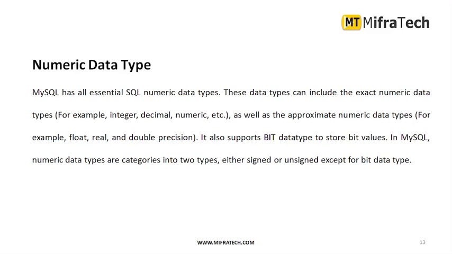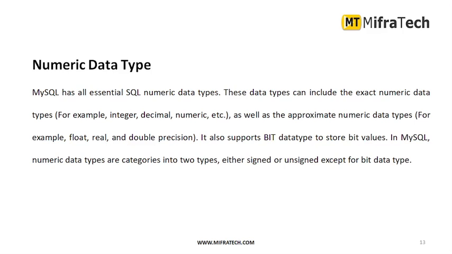Numerical data types. MySQL has all essential SQL numerical data types. These include the exact numeric data types, for example integer, decimal, numeric, etc. We can take integer and decimal when creating a table. Int with a size, for example, as well as the approximate numeric data types, for example float, real and double. For float, we can give salary, for example. It also supports the BIT data type to store bit values. We don't use this data type as much.